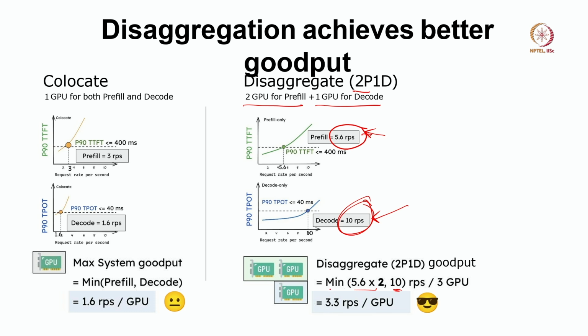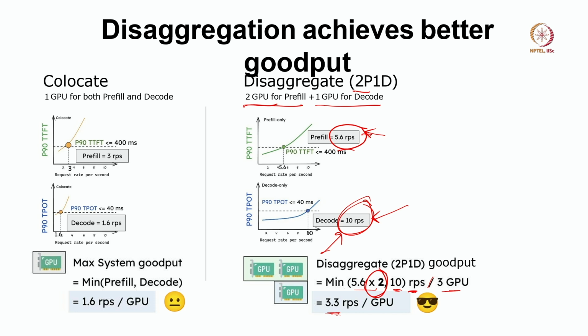So this goodput is the minimum of 5.6 multiplied by 2, comma 10. Why multiplied by 2? Because we have 2 GPUs for the prefill, right? So the decode has a goodput of 10 requests per second, divided by 3 GPUs, because we want to see the goodput per GPU. This will give us 3.3 requests per second per GPU.